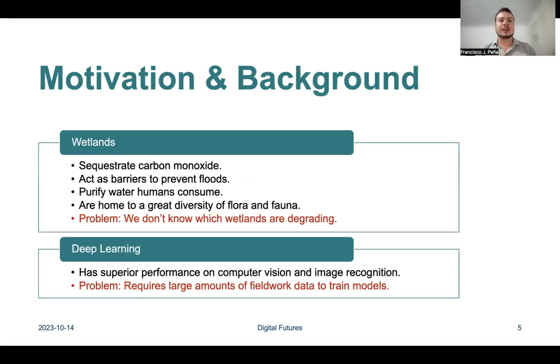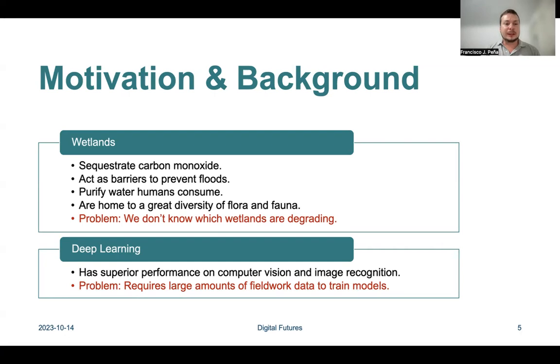We have two main motivations, one from the hydrology point of view and one from the computer science point of view. Regarding the hydrology, we want to preserve wetlands. They're extremely important for the environment. They sequester carbon. They act as a barrier to prevent floods. They purify the water that we consume, and they're home to a great diversity of flora and fauna. The problem is we don't know which of the wetlands are degrading, so it's very difficult to know which ones we should try to preserve.